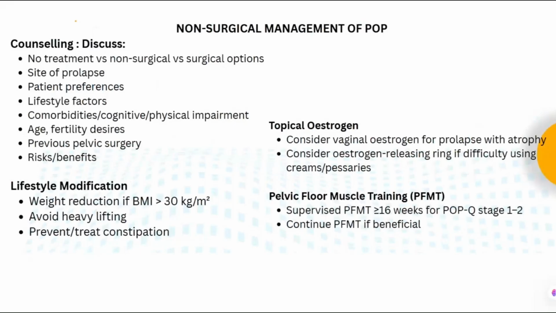For topical estrogen, now the local estrogen, how is it going to help? It will help especially in cases of vaginal atrophy, but it will not have an effect on the grade or the stage of the prolapse. Okay, so the stage of the prolapse will not change, but symptomatic improvement will be there. So topical estrogen: consider vaginal estrogen for prolapse with atrophy, and consider an estrogen releasing ring if there is difficulty in using creams or pessaries. Okay, so if all options are there, creams, pessaries, and all, you can choose the estrogen releasing ring, especially if there is a difficulty in using the creams and pessaries.